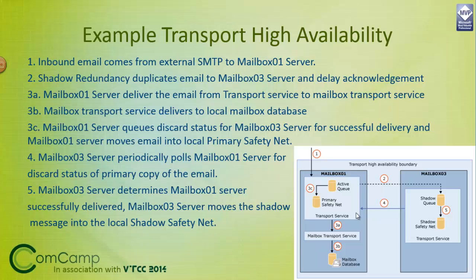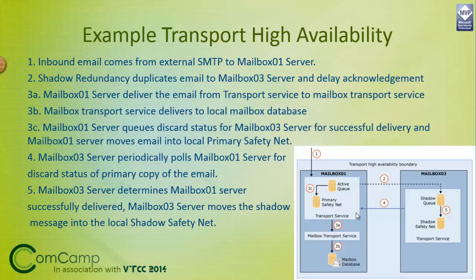So you can see that in step 3A, the mailbox server delivers the email from the transport service to the mailbox transport service. The mailbox transport service delivers to the local mailbox database. And in 3C you can see the mailbox 01 server queues a discard status for the mailbox 03 server for successful delivery, and the mailbox 01 server moves the email into the local primary safety net.